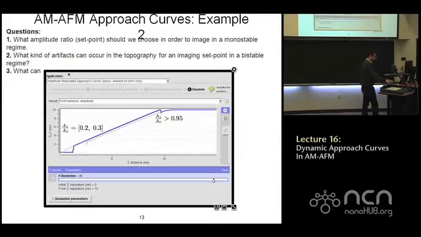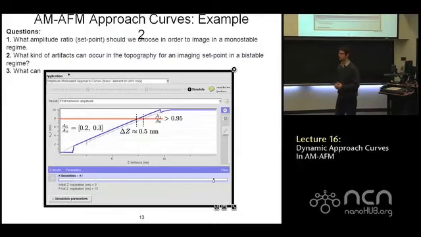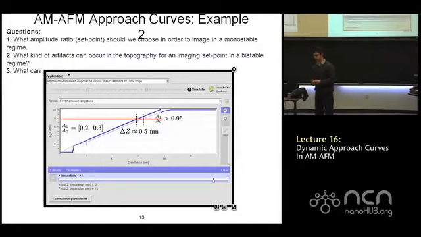The second question is, what can happen if we image in the bistable region? I mentioned before, if it's bistable, which branch we're on depends on the initial conditions. When we approached the sample, we stayed on the attractive branch. The amplitude got smaller because of the attractive forces. But when we got too close and touched the sample, we went to the repulsive branch. And then on the retraction curve, we stayed on the repulsive oscillation branch.